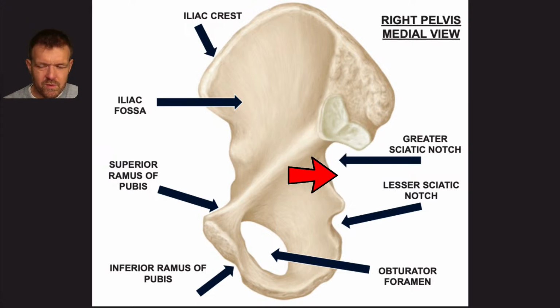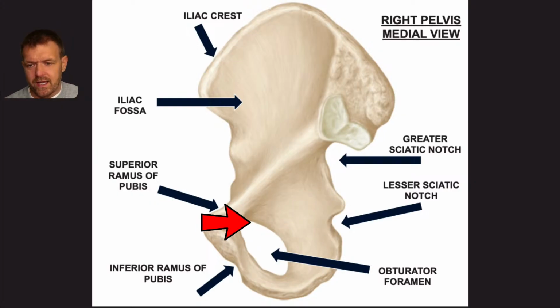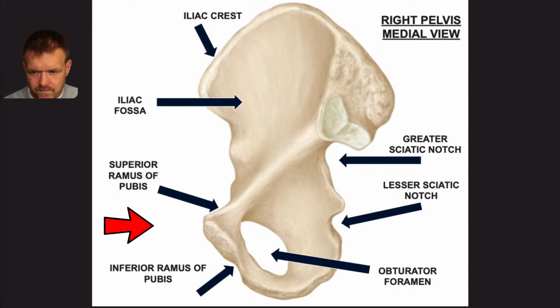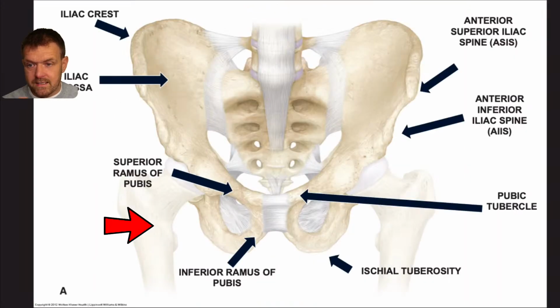There are the notches that we've just seen, so greater sciatic and lesser sciatic notches just there. And then an opening, again, the obturator foramen, which we saw from the front view a little bit earlier. Cool. So it obviously looks a little bit different from the inside. You can't usually palpate this area, so you don't really have an image in your head of what it looks like until you see it.